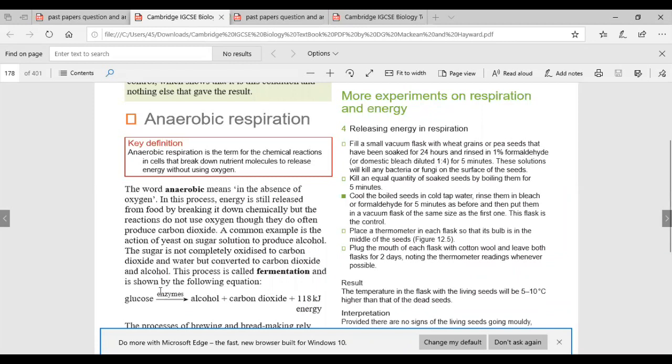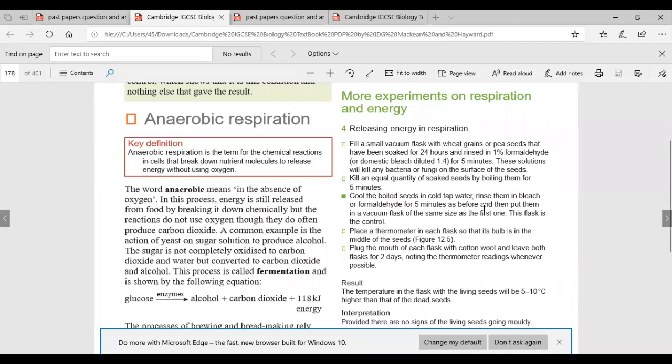Glucose, with the help of enzymes, is broken down to alcohol plus carbon dioxide and energy. Bravo. And what is the energy here? 118 kilojoules. We explained aerobic and anaerobic last week. You studied well, Anna. Thanks a lot. Okay, I want another student.